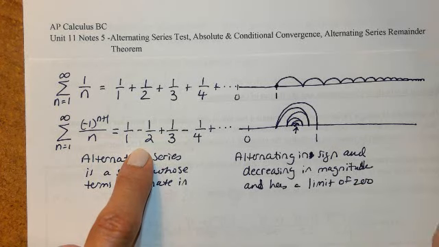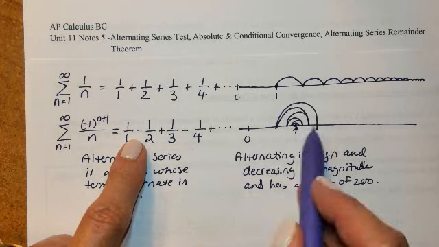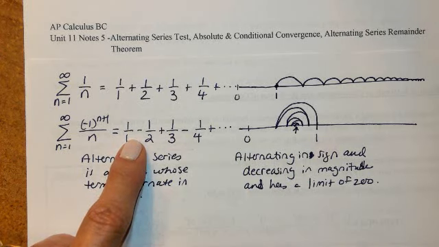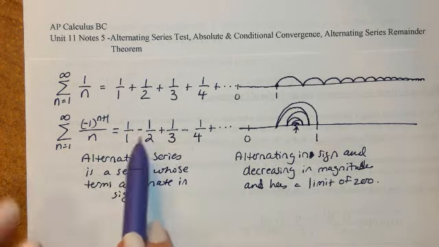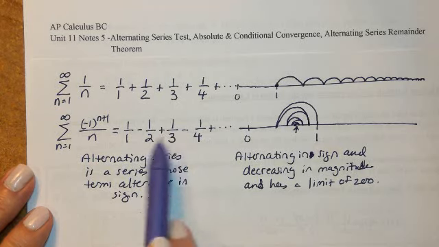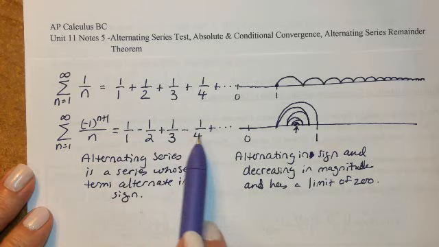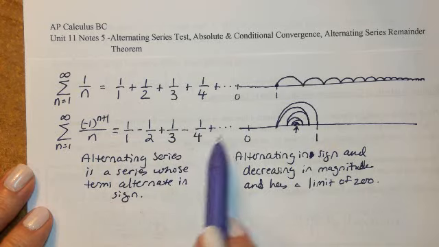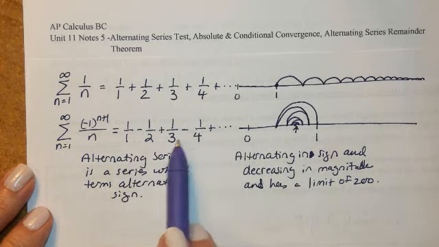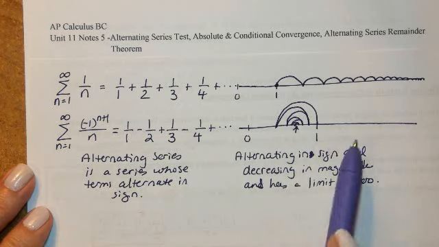As n goes to infinity. Whenever that happens, your alternating series is going to converge. So, if the terms are decreasing in magnitude, so a half is less than 1, a third is less than a half, a fourth is less than a third, if they're decreasing in magnitude and going to 0, so the limit is going to 0, then your alternating series is going to converge.